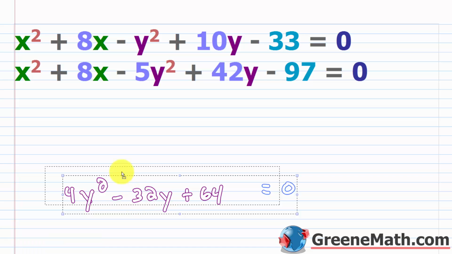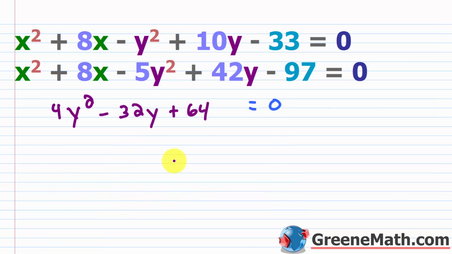So again, as I was saying, we noticed that everything here is divisible by 4. So just divide through and get rid of it. If I divide this by 4, I'd have y squared. Divide this by 4, I'd have minus 8y. Divide this by 4, you'd have 16. And divide 0 by 4, and you still have 0. Okay, so this is much simpler, much easier to work with.